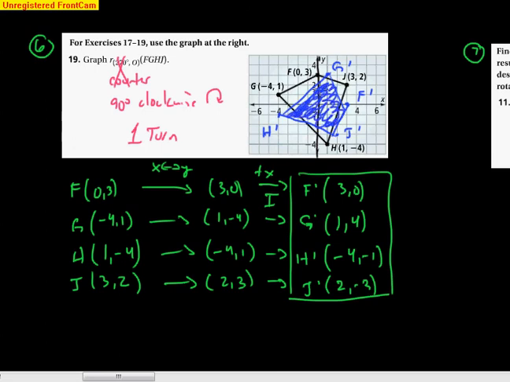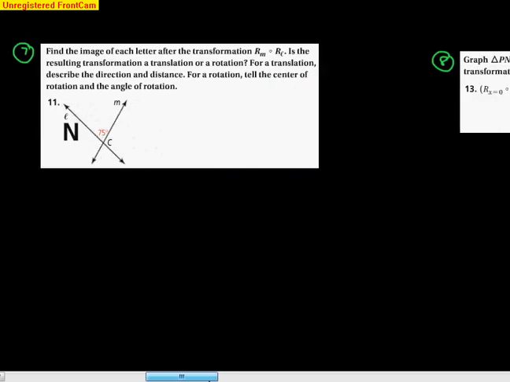So what I did was I rotated it 90 degrees clockwise, which is the same thing as doing 270 counterclockwise. Okay? So there's number 6. The rotations are tough. Okay, so just practice those.